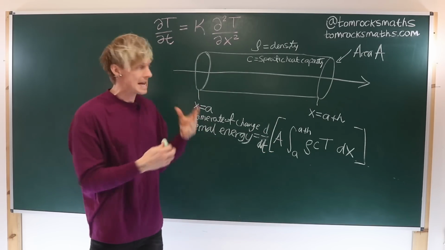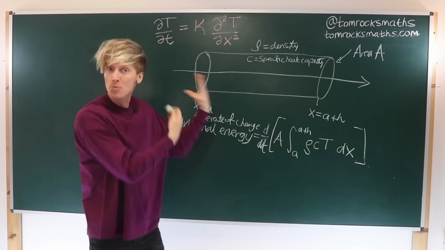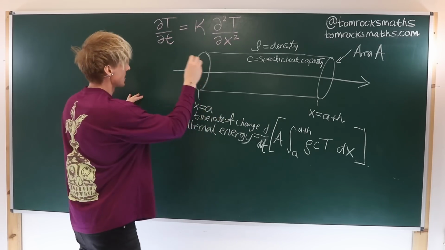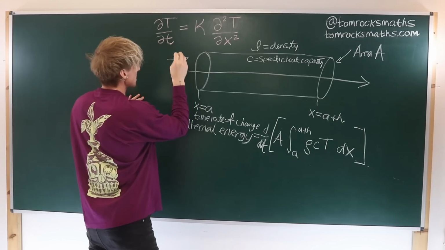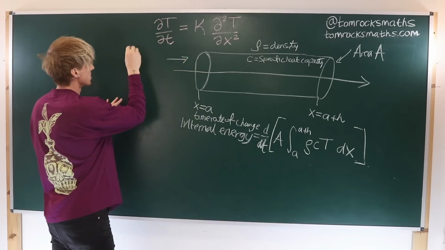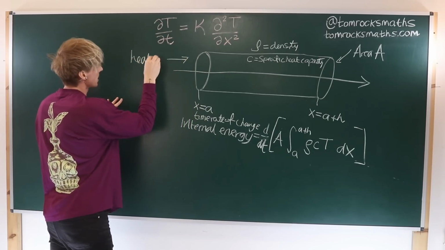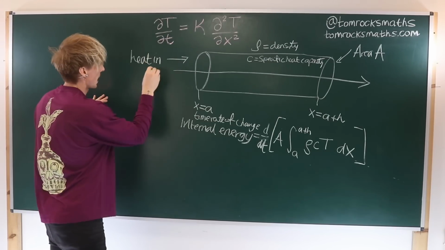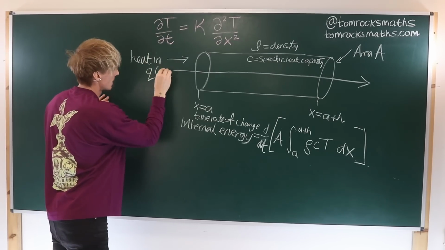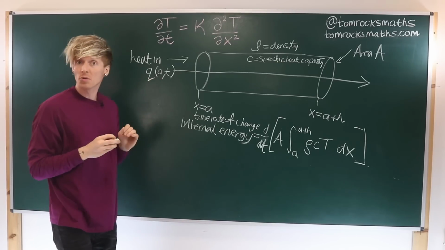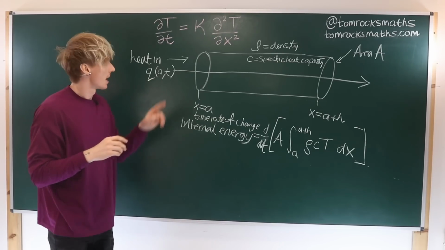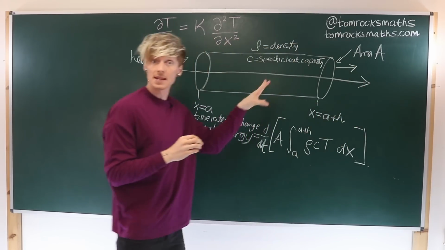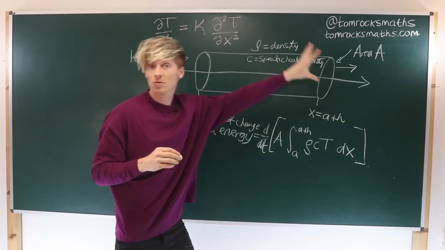Now looking at the diagram, I've said a few times that heat is going to be flowing along this rod. The heat is being conducted, it's moving. Now, what we're going to suppose is that there is a heat flux in on this side. So heat in, and it's coming in at some rate Q, and this is evaluated at A and is also a function of time. And then there's going to be heat leaving, because we've said the heat is flowing from the left to the right.